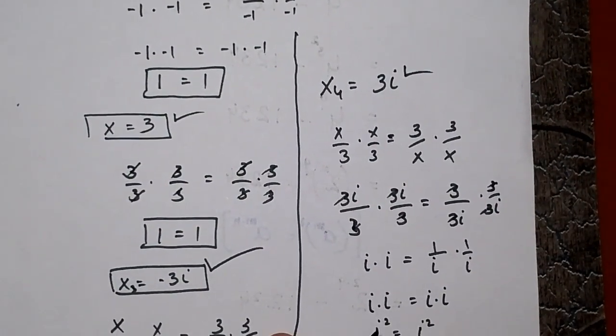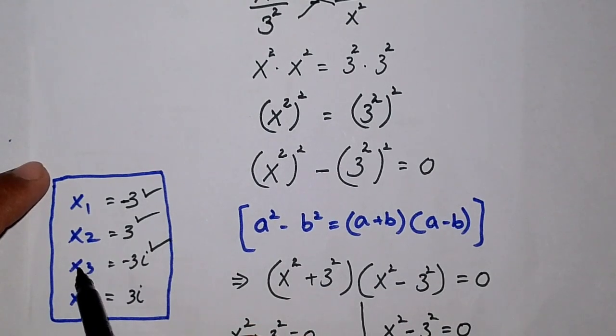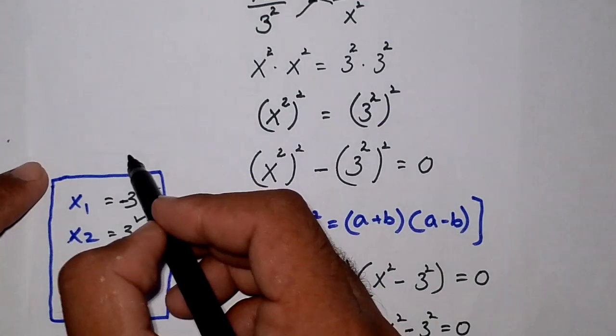So finally the value of x1 is equal to minus 3, x2 is equal to 3, x3 is equal to minus 3i, and x4 is equal to plus 3i are correct. So these values are the correct values.